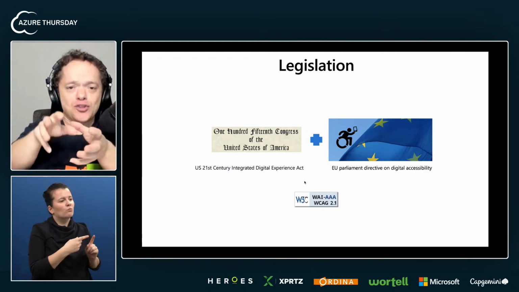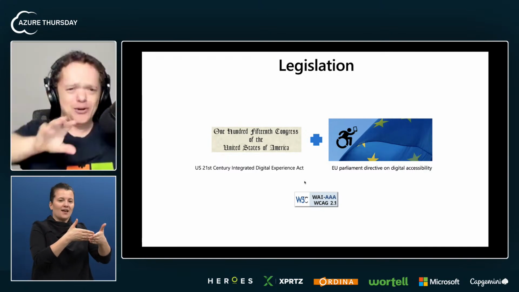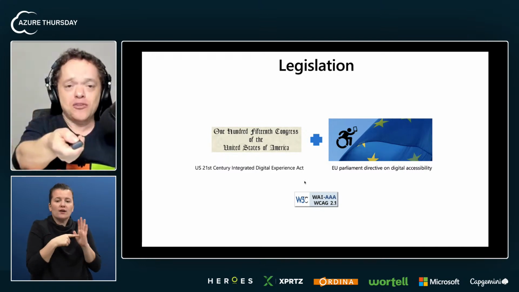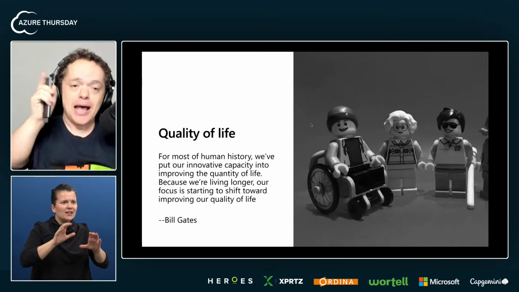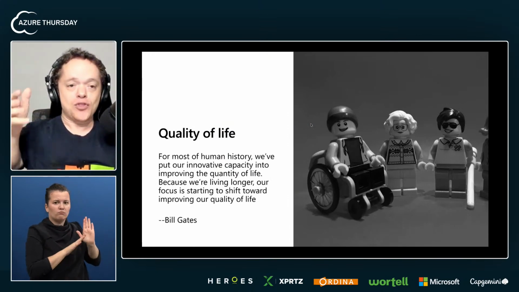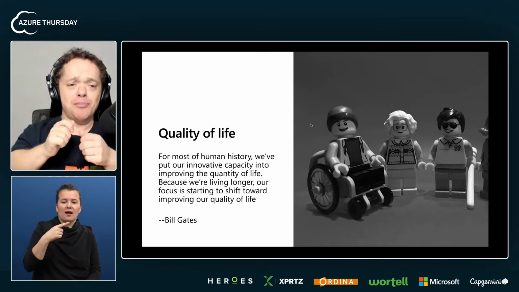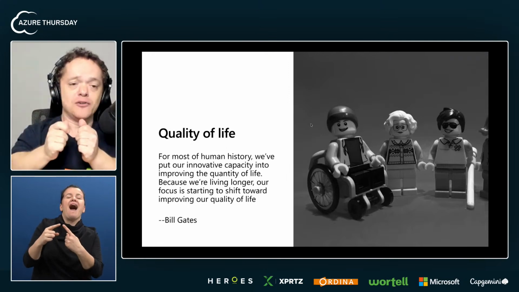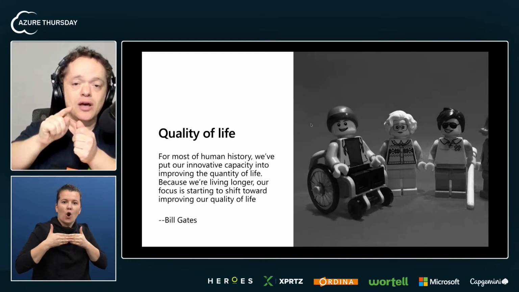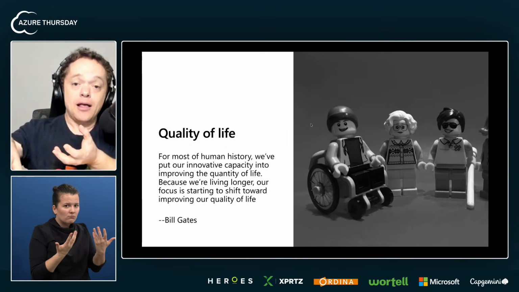And we're seeing that also with GDPR. Remember GDPR? Now everything has a pop-up and a password, and trying to just browse the website is impossible. The same thing's going to happen with legislation. But I'm a big believer in the carrot. And it's summed up with the quality of life quote by Bill Gates. For most of human history, we put our innovative capacity into improving the quantity of life. Because we're living longer, our focus is starting to shift towards improving the quality of life. We're becoming altruistic. We want to improve people's lives.